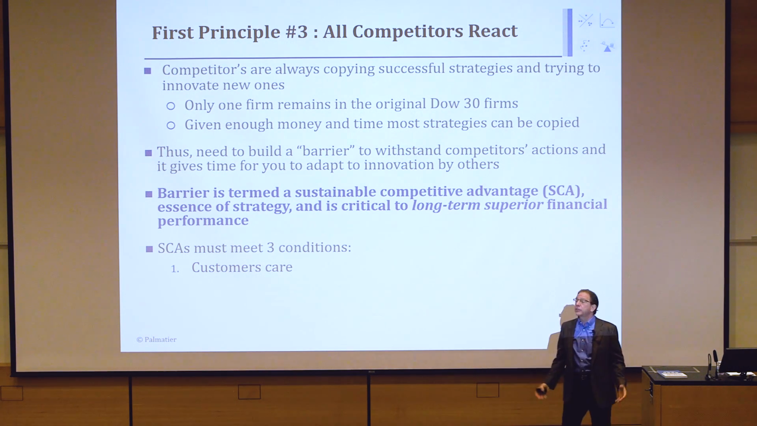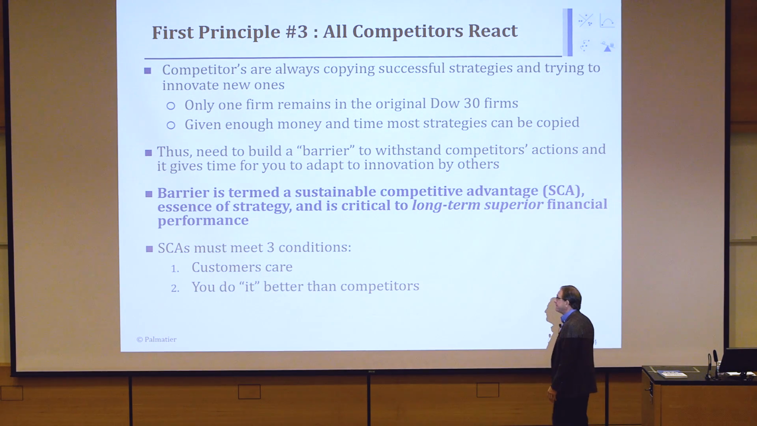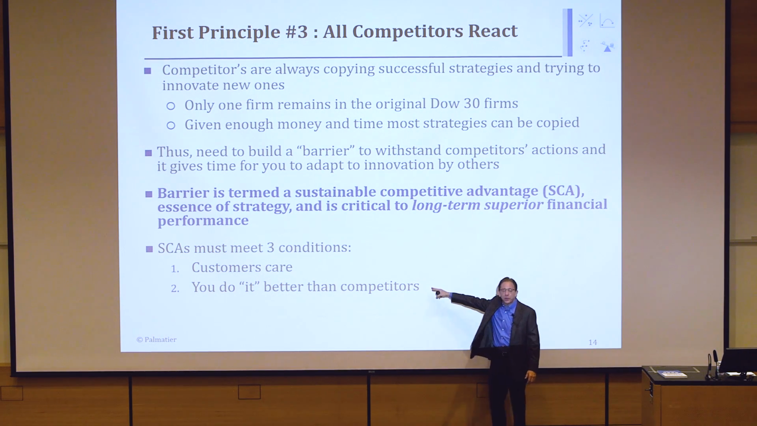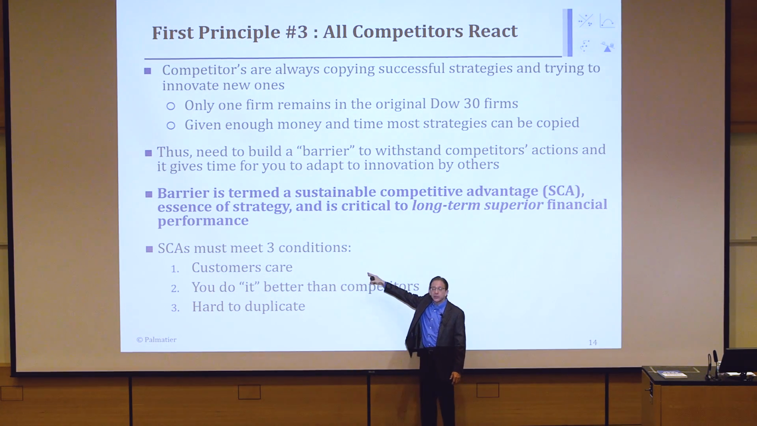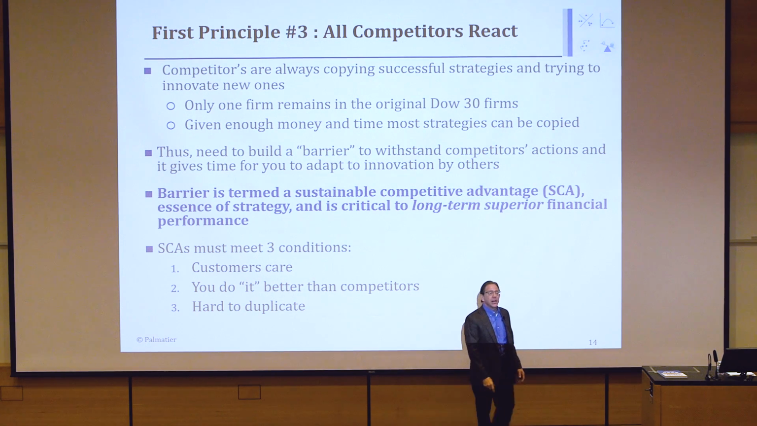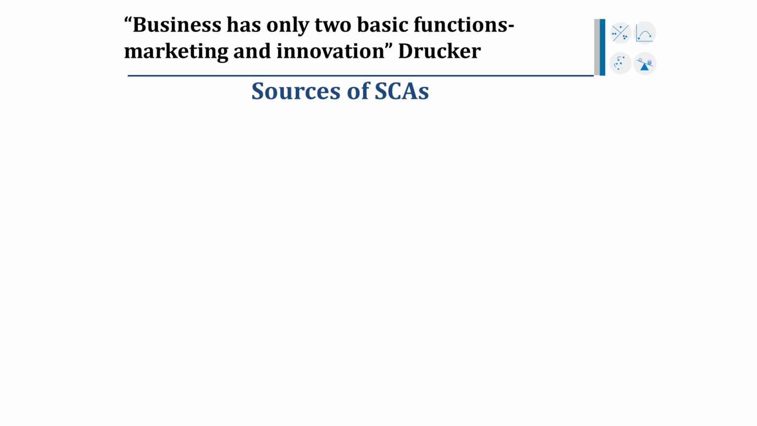Customers have to care. That's a customer-centric view, right? We know their needs and desires, and they have to want it. Second, if you're going to compete on this fact, you have to do it better, be it brand, be it performance, be it low cost. You need to do it better than competitors. And the third, it has to be hard to duplicate. Because if customers care, you do it better, but everybody can copy you, you're not going to be sustainable. So it has to meet those 3 conditions.